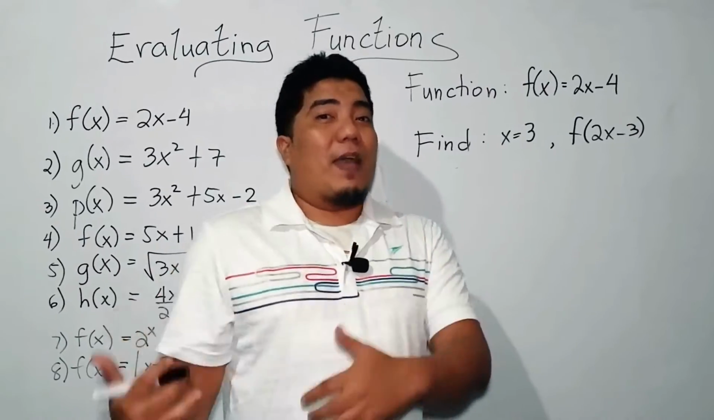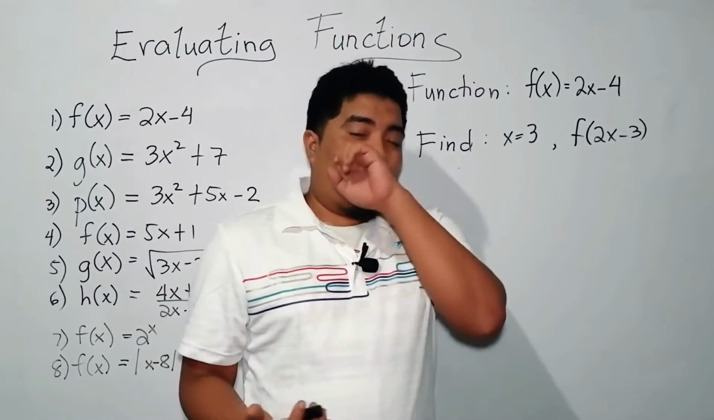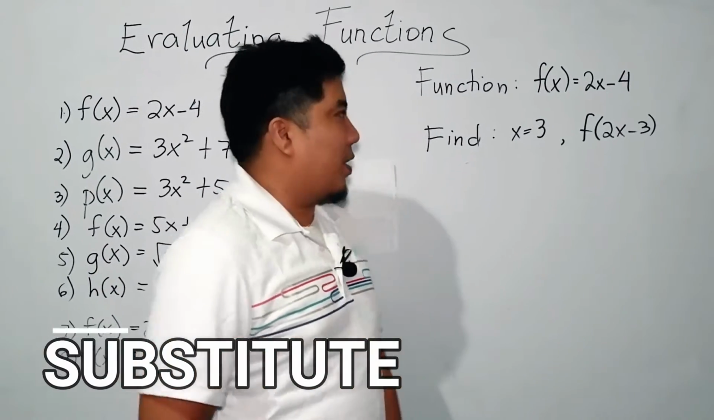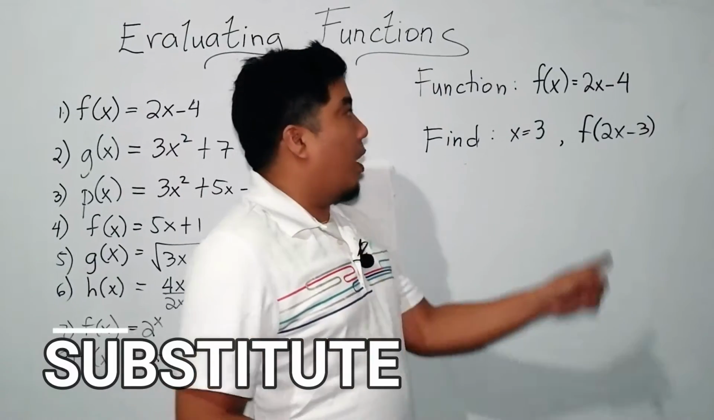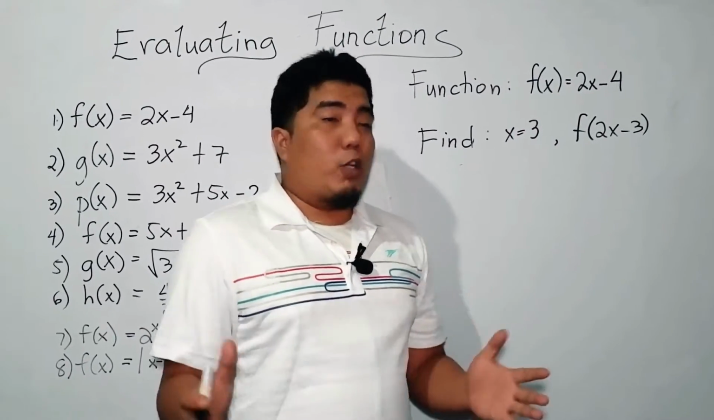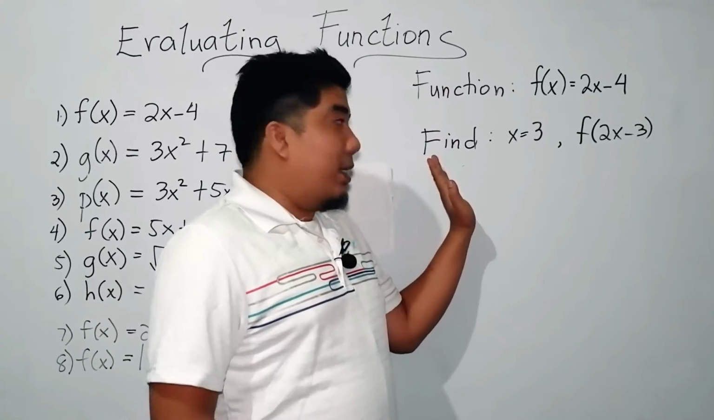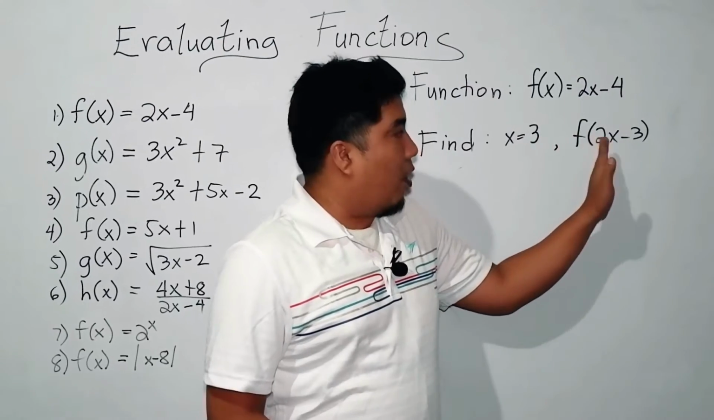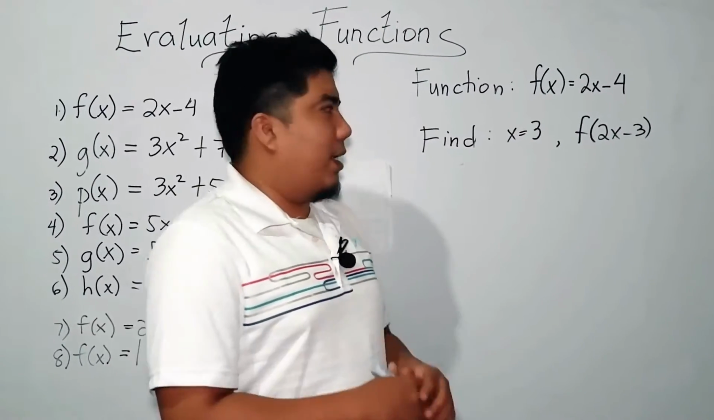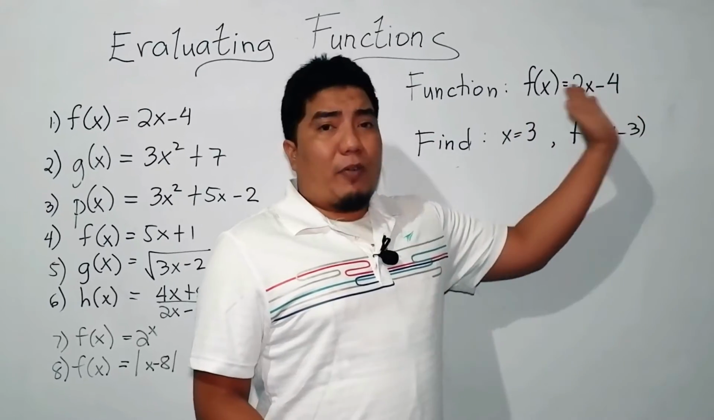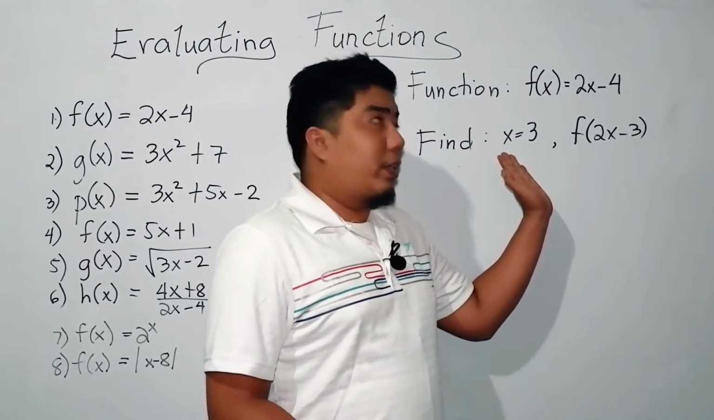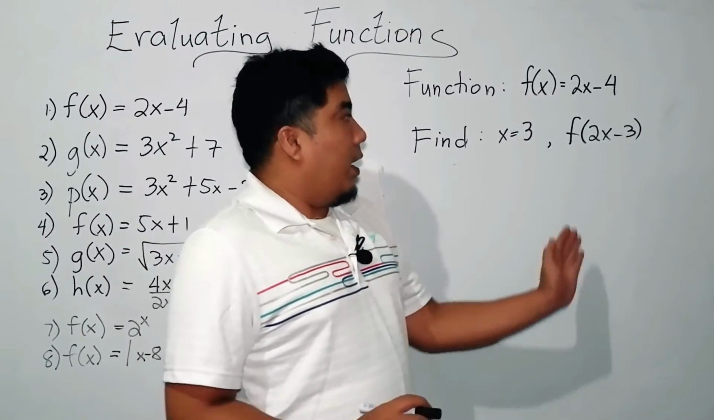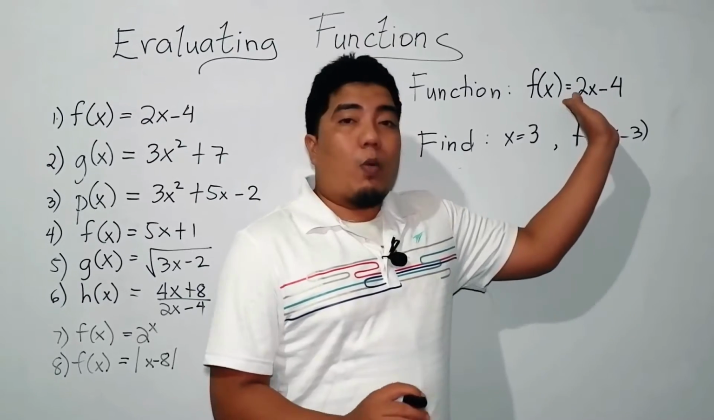Now, let us talk about evaluating functions. When we evaluate functions, we tend to substitute the certain value being asked. Now we have here an example. Example number 1. f of x is equal to 2x minus 4. The problem is to find f of 3 and find f of 2x minus 3. It means that this is our function and we will input our 3 to the function. As well as, on the next part of the solution, we will input 2x minus 3 to our function.